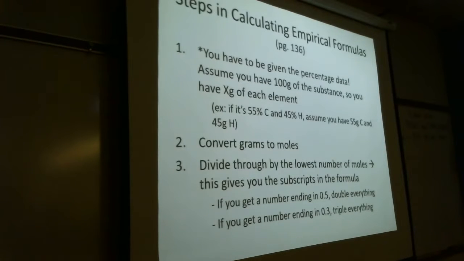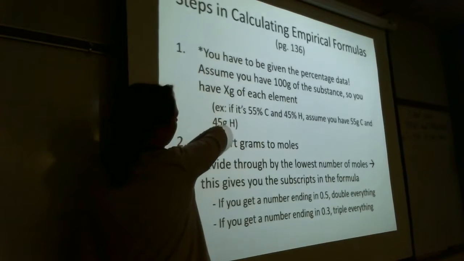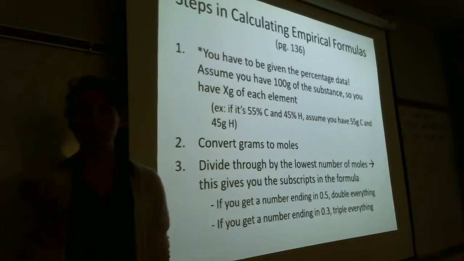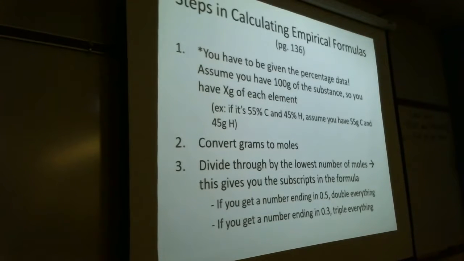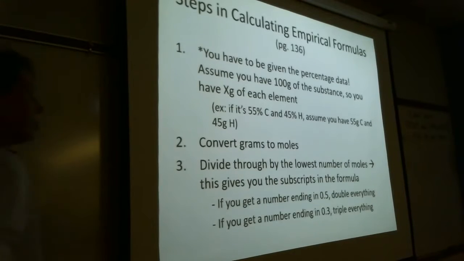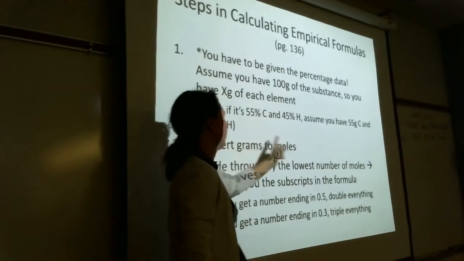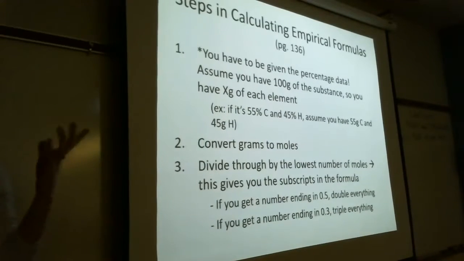So here are the steps. Now it looks a lot more complicated than it really is. I will give you these percentages, right? That's got to be given to you. And then we're going to pretend that we've got a 100-gram sample. Here's why. If you've got 100 grams of a sample that's 55% carbon, then that means you've got 55 grams of carbon, right? If you've got 100 grams of a sample that's 45% hydrogen, that means you've got 45 grams of hydrogen. So what you do is you just take all these percentages that I'm going to give you and replace the percent with grams, because we're just going to imagine that we've got 100 grams of our sample.